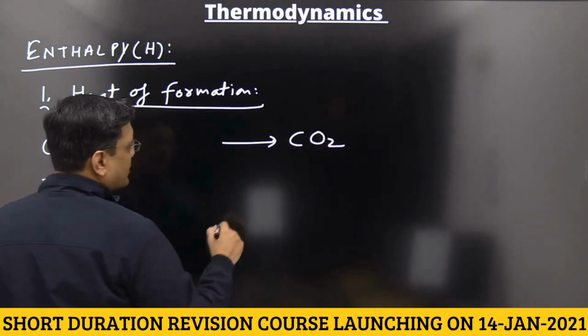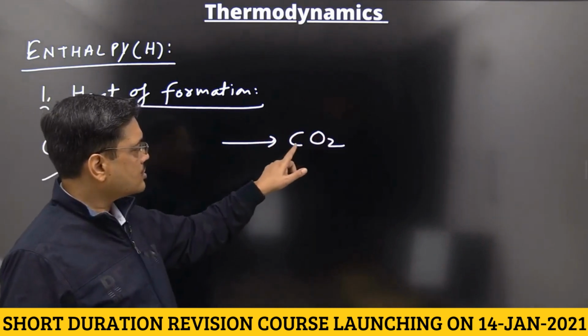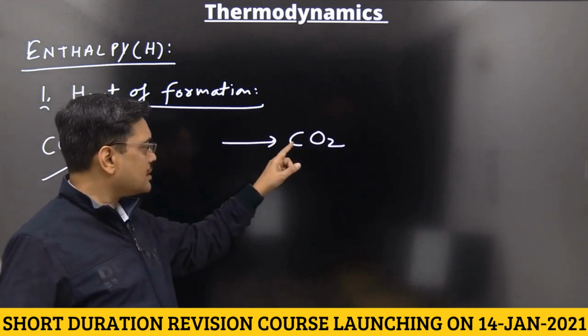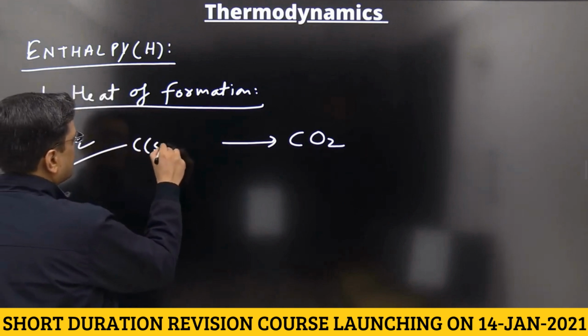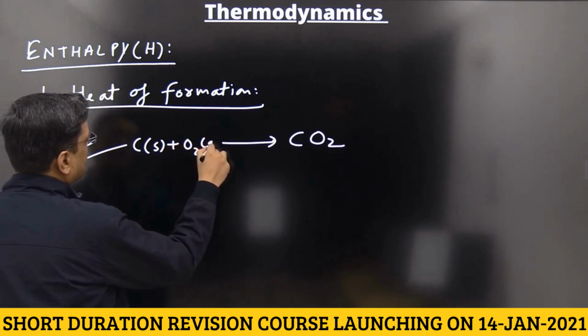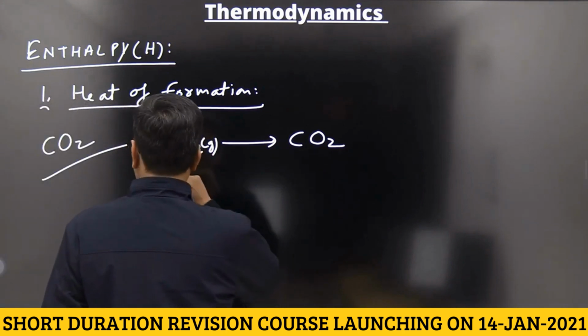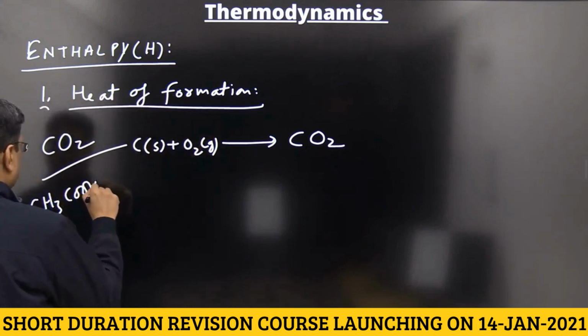We write down 1 mole of CO2. 1 mole of CO2 cannot be changed. And according to this, write down on the left side its constituents which are present in the standard state. So C solid plus O2 gas. This is the equation.